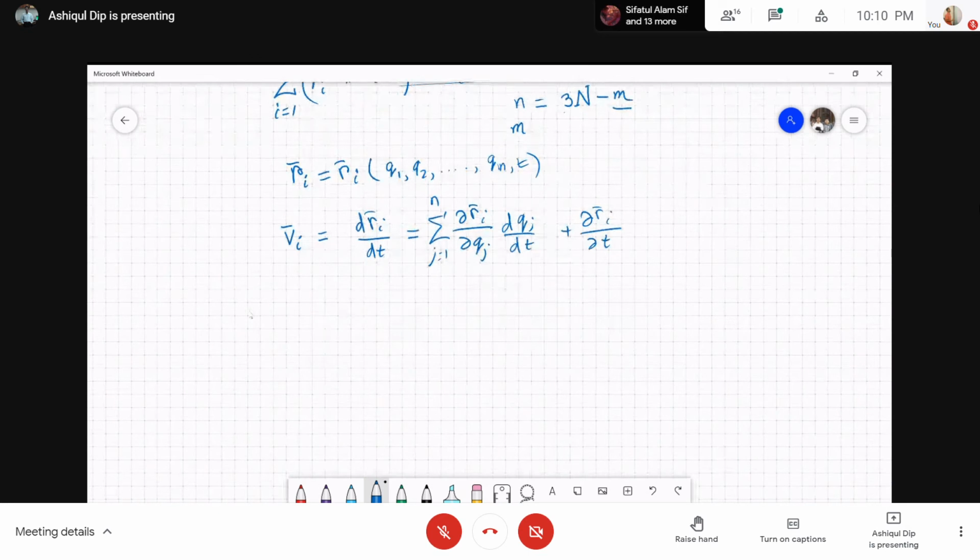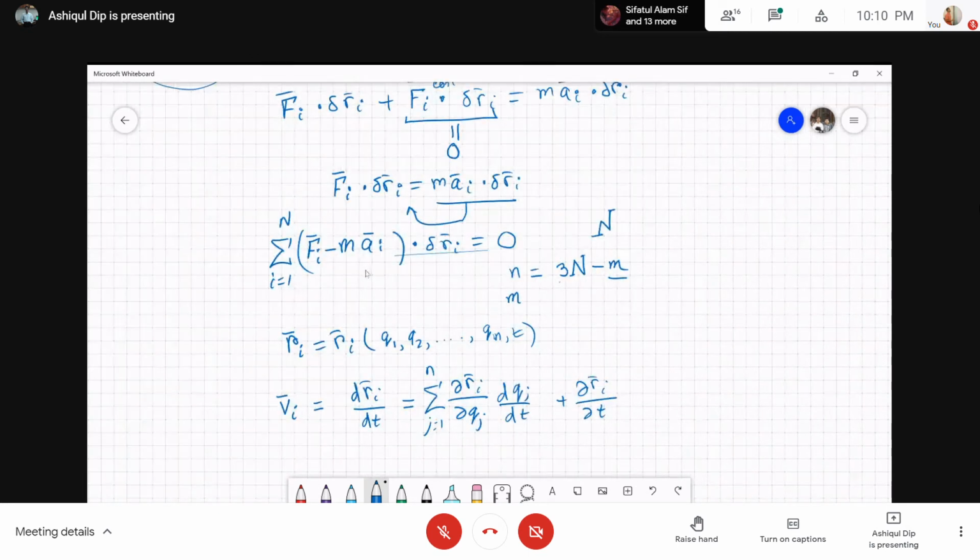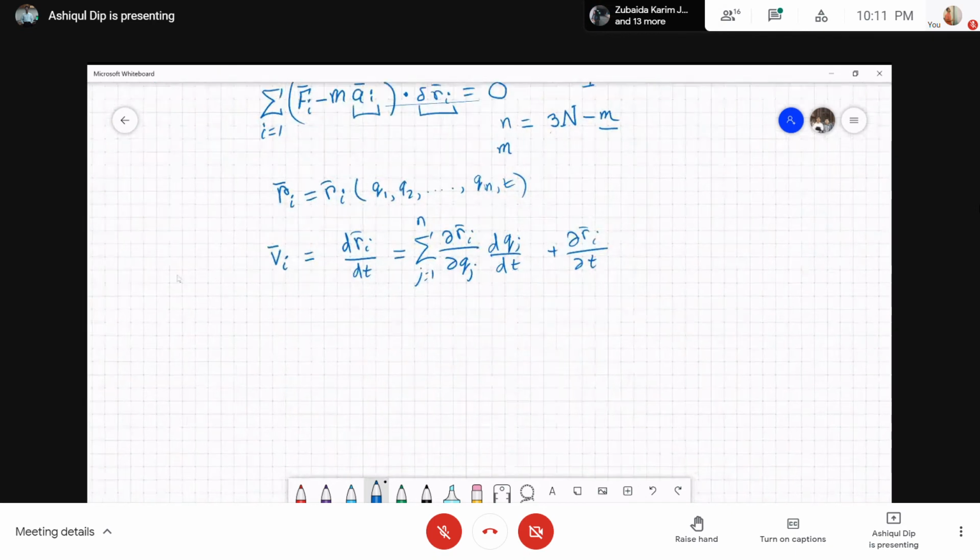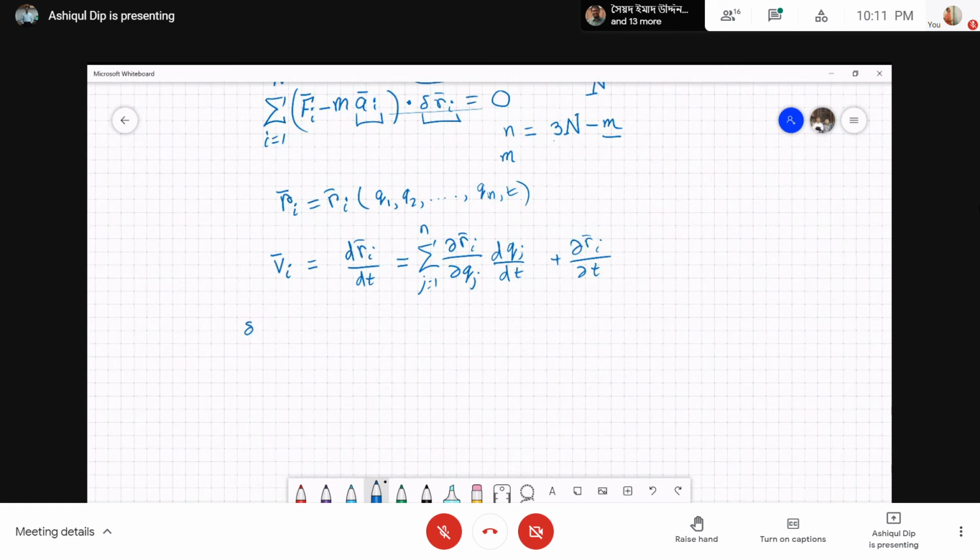Now, to use D'Alembert's principle, we need several things. We need our acceleration. We need our delta Ri. So let's take those. Delta Ri, that means the variation of Ri, equals, according to the chain rule, delta Ri by delta Qj times the variation of Qj, summed over j, like that.